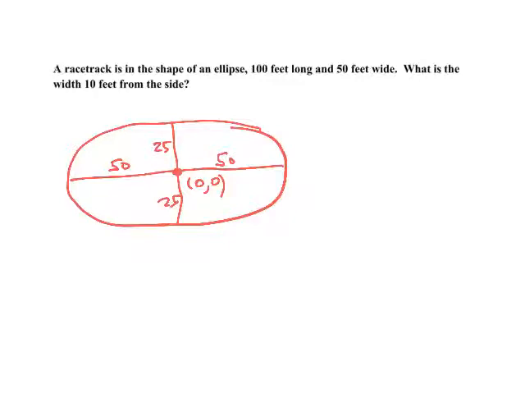Now the question says, what is the width 10 feet from the side? So when we finally answer our question, we're going to be interested in this length here when this is 10 feet from the side. So how wide is it 10 feet from the side? So the first thing I want to do is write an equation for this ellipse. And what's so nice is we know the a and b values already. We also have decided that the center is at 0, 0. So let's just write it down. x squared over a squared, which is 50 squared, plus y squared over b squared, which is 25 squared, equals 1. That was pretty easy since it was a horizontal ellipse.